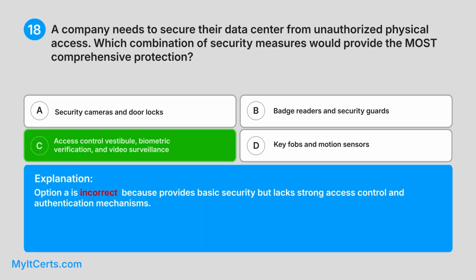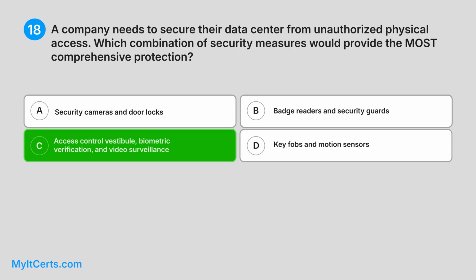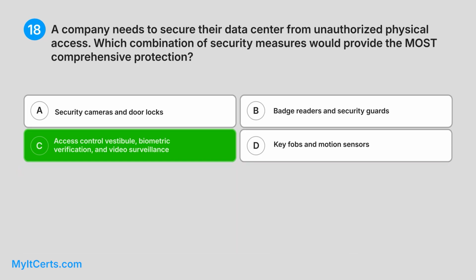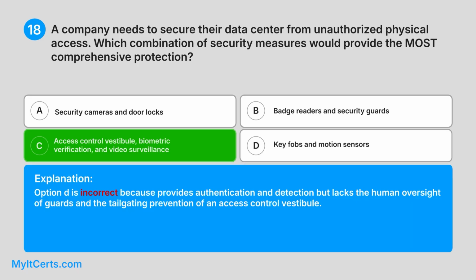Option A, security cameras and door locks, is incorrect because it provides basic security, but lacks strong access control and authentication mechanisms. Option B, badge readers and security guards, is incorrect because it offers good security elements, but lacks the physical barrier that an access control vestibule provides against tailgating. Option D, key fobs and motion sensors, is incorrect because it provides authentication and detection, but lacks the human oversight of guards and the tailgating prevention of an access control vestibule.